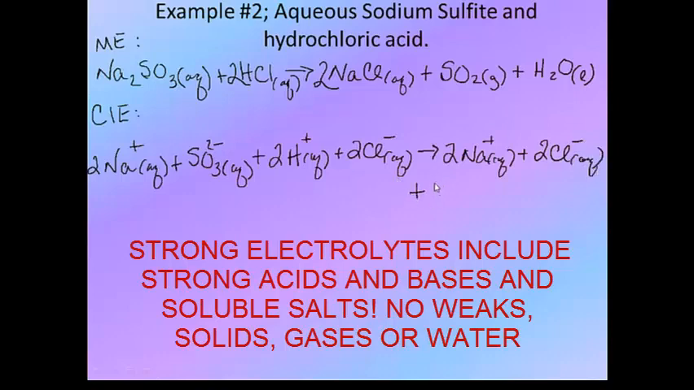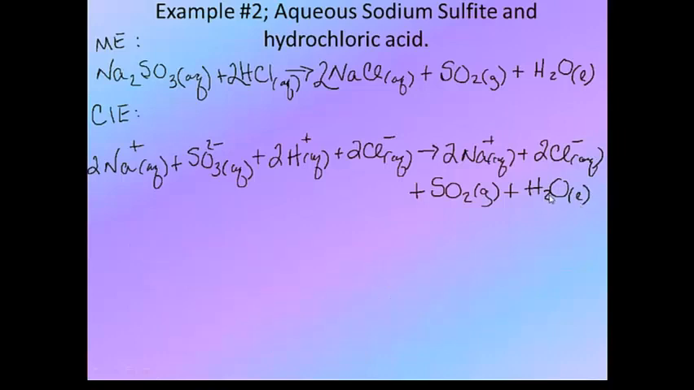Sulfur dioxide gas is not a strong electrolyte, so do not separate it into its ions because it's not made of ions. And water is not a strong electrolyte, so do not separate it into its ions. You are only separating strong electrolytes: strong acids, strong bases, soluble salts. Do not separate weak acids, weak bases, water, solids, or gases.